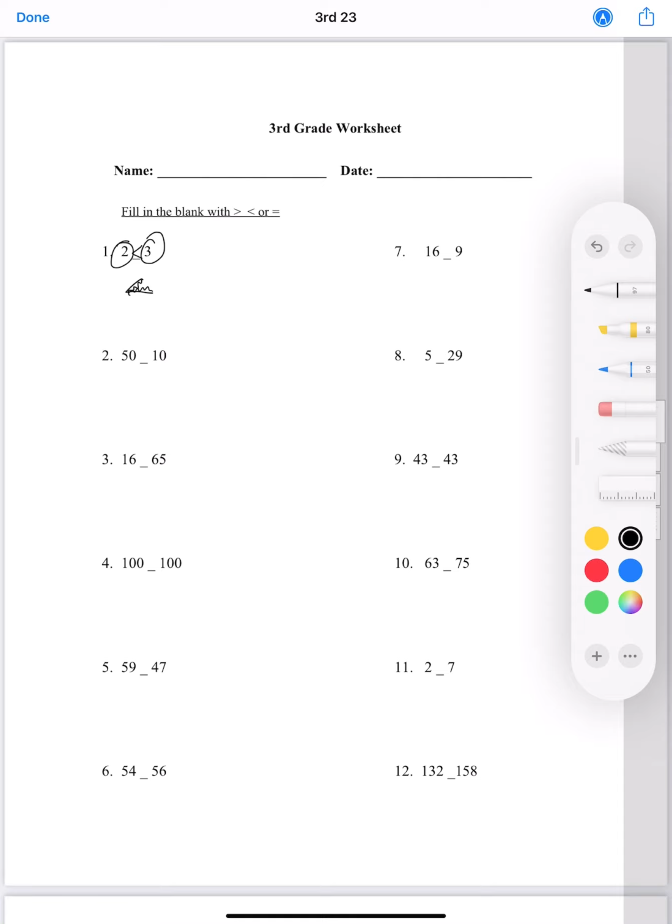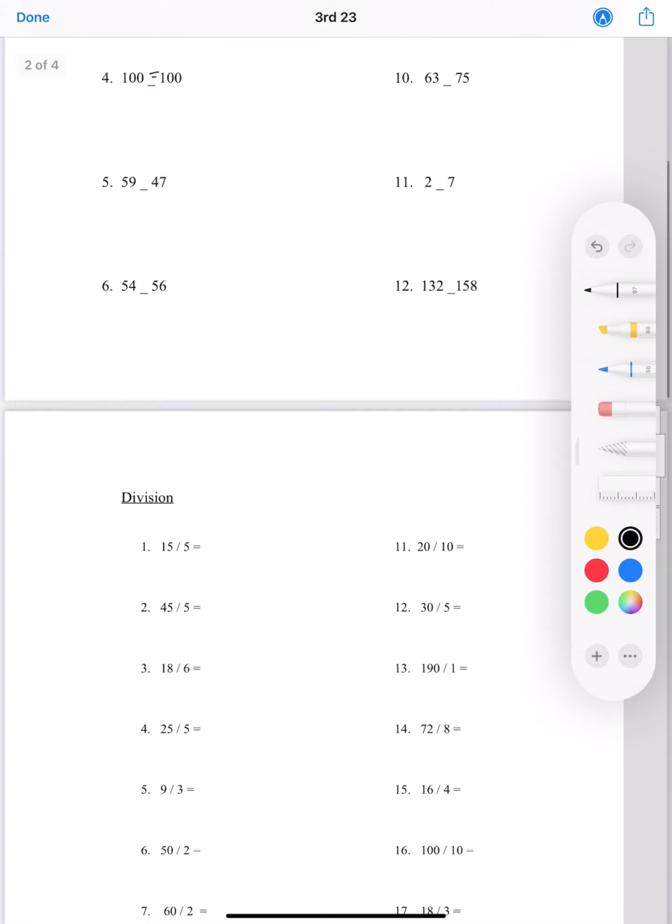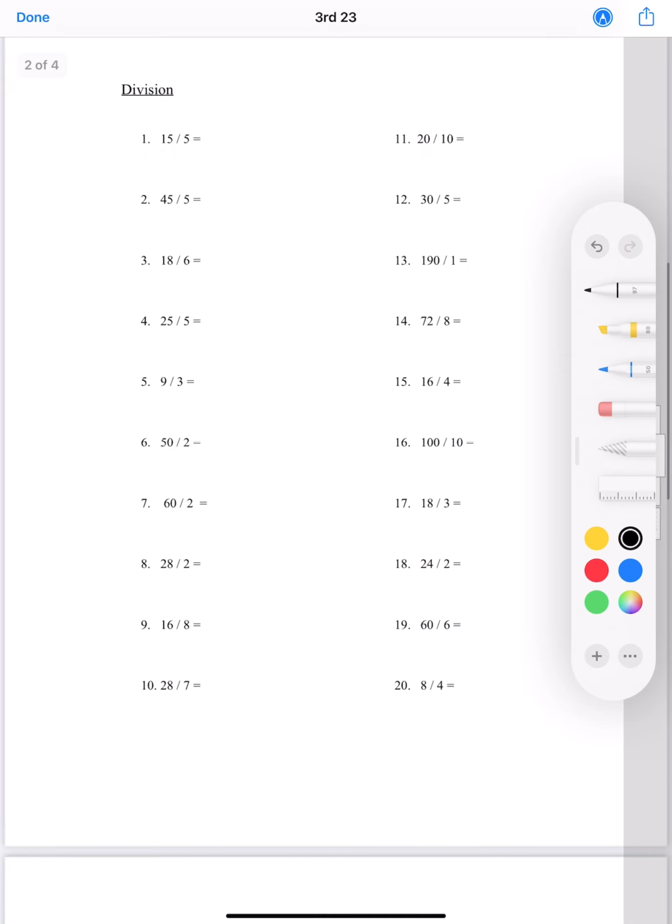Similarly for number 2, we look at which number is greater between 50 and 10. We know that 50 is the greater number, so the bigger part of the symbol goes towards the 50 and the smaller part of the symbol goes to the 10. Okay, for number 4, 100 and 100 are the same numbers, which means that these numbers are equal to each other. Okay, next, division.